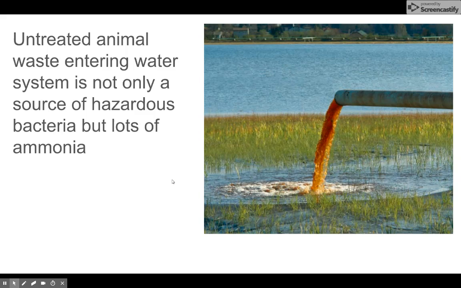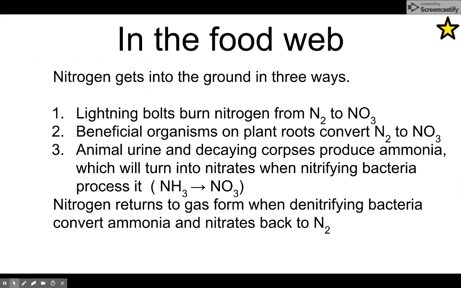One of the biggest sources of ammonia and nitrates getting into our waterways now are these gigantic pig and cow farms, pigs being one of the worst for this. Okay, so we're going to summarize briefly before I move on. Nitrogen gets in the ground in three ways. Lightning bolts turn it to nitrates, beneficial organisms on plant roots, and when animals urinate, corpses decay, or fecal matter gets in the ground, it's full of ammonia, which must be turned into nitrates.